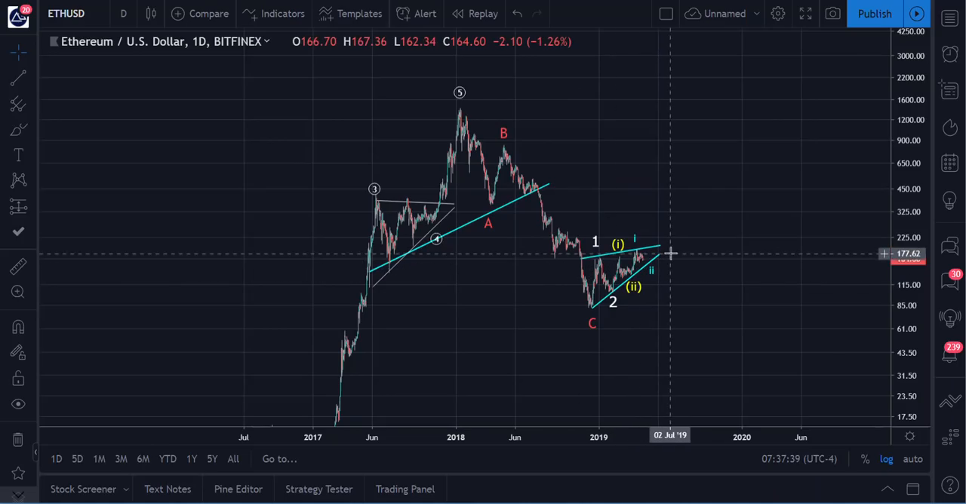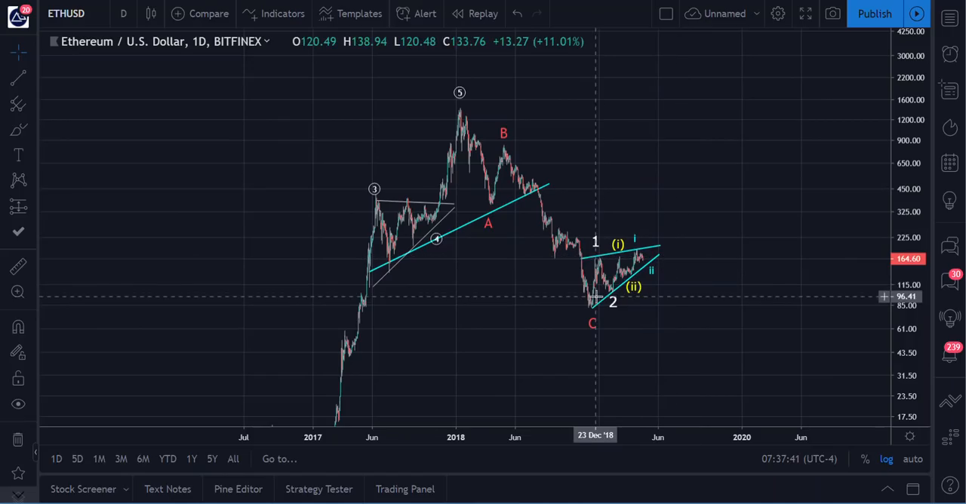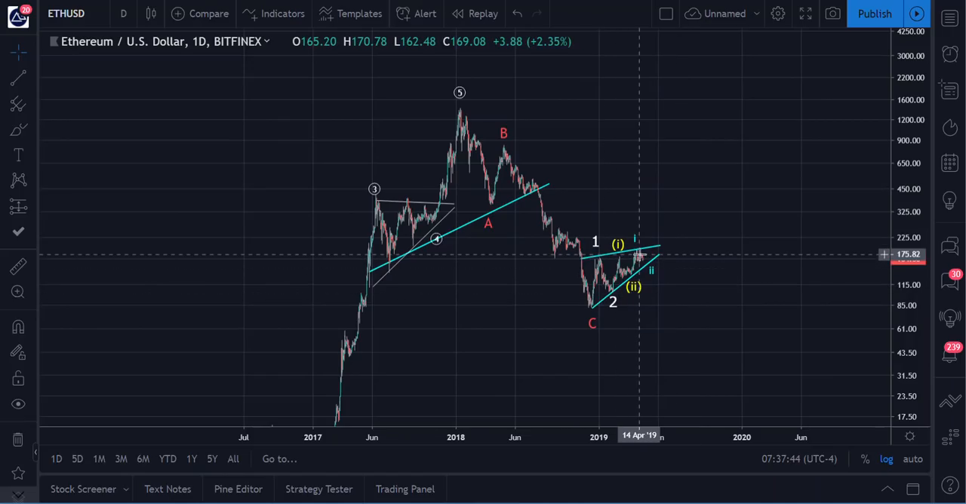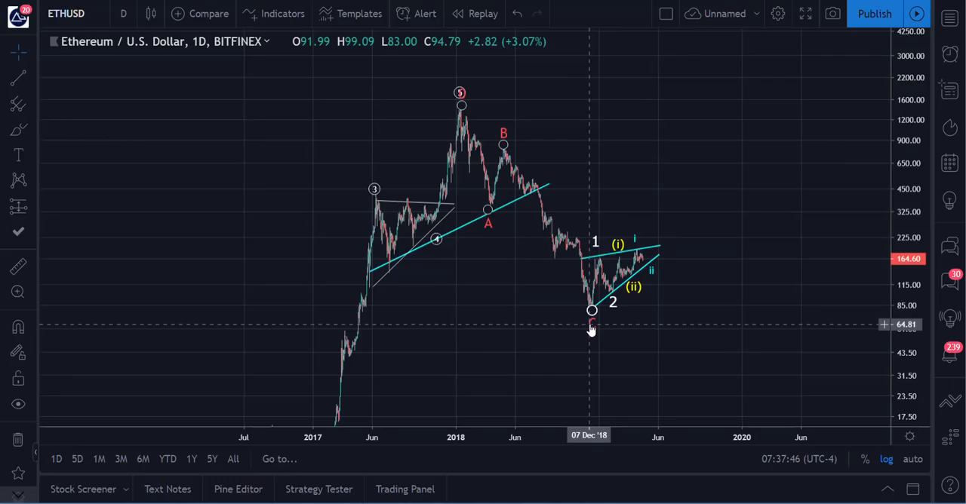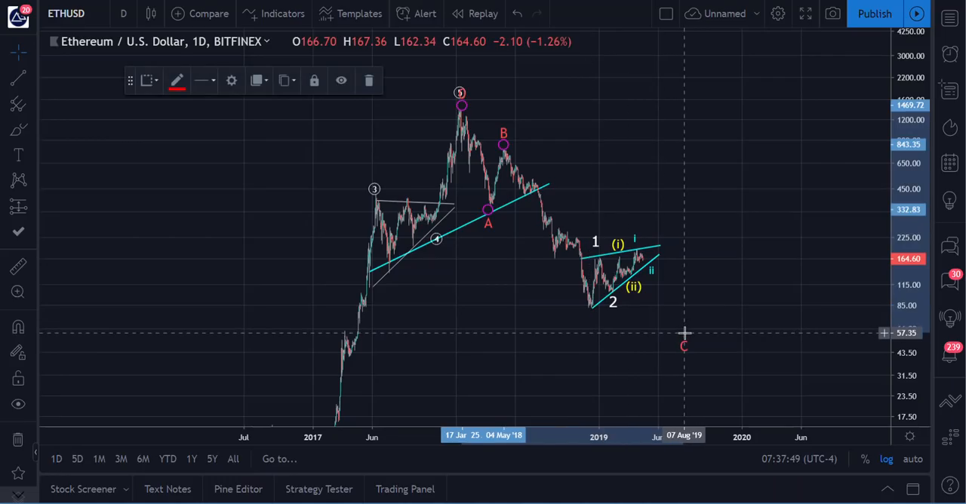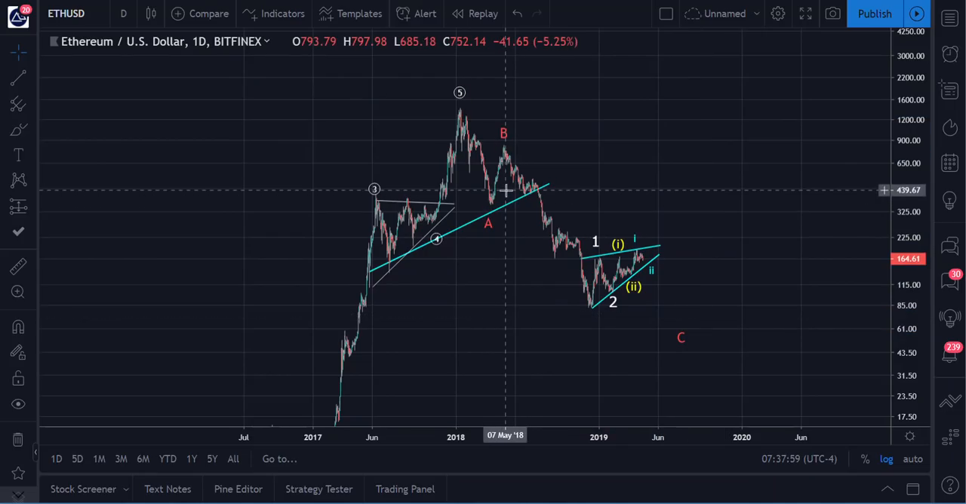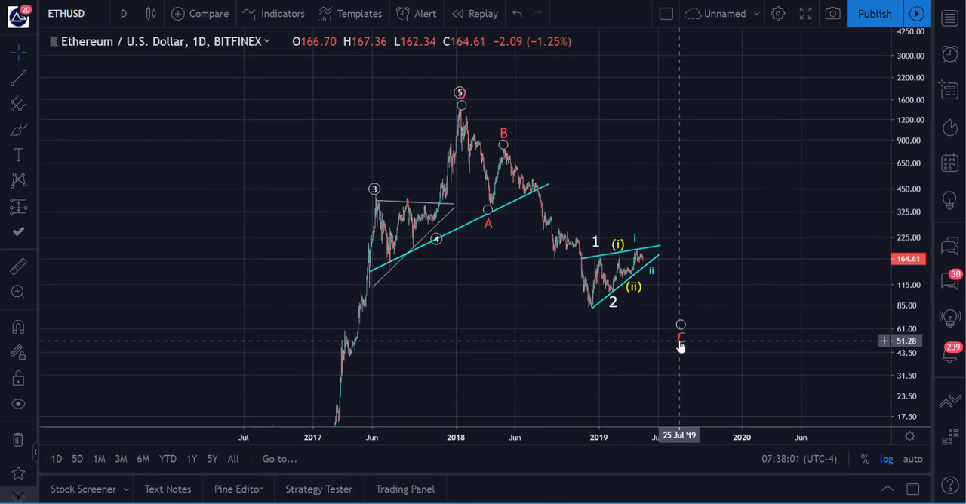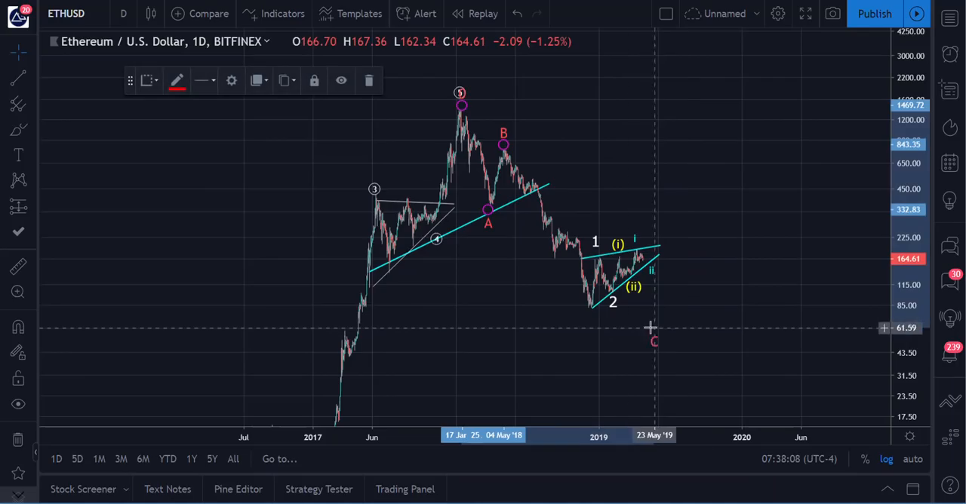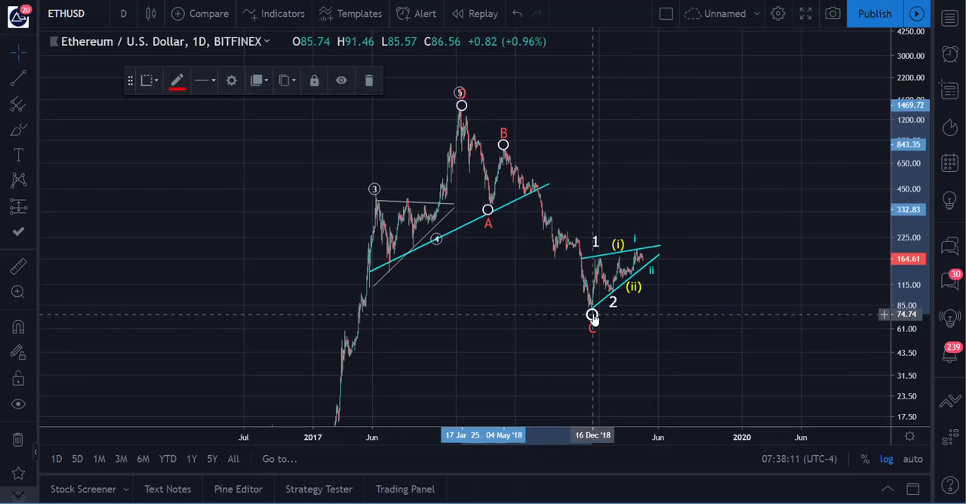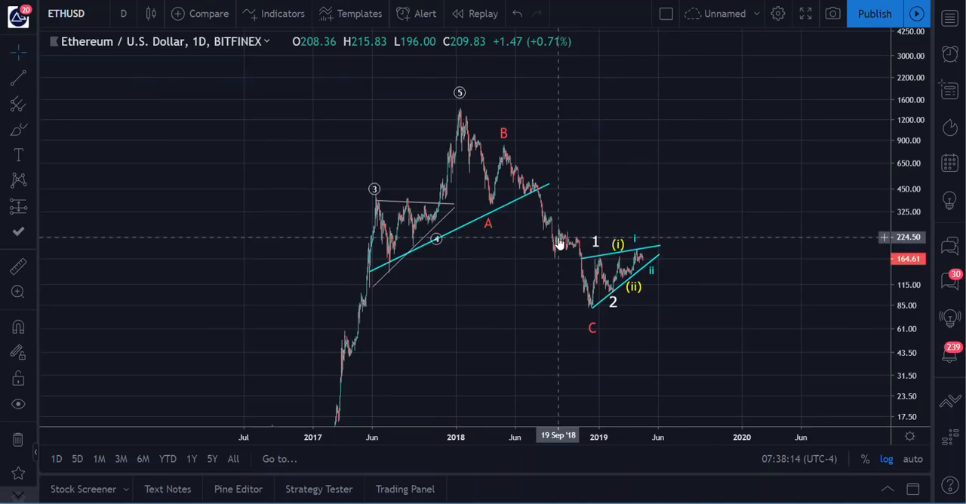This 1-2-1-2 could be wrong, because we can count this as an A, B, C, D, E for wave 4, and that would bring this C wave down to the original 50s and sub 49, 48-ish, maybe even as low as 36, somewhere here. That would be the alternate count. What does that mean? That the correction is not finished and still likely to proceed to lower lows. But I think it's probably done. This is my primary count for Ethereum.